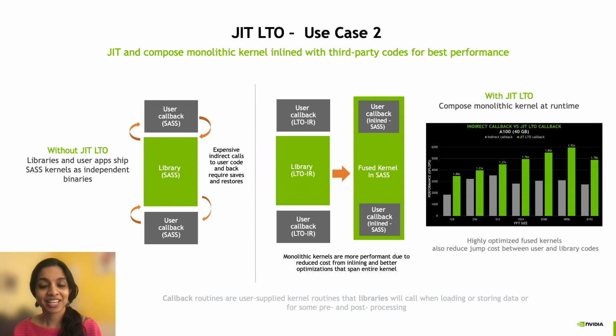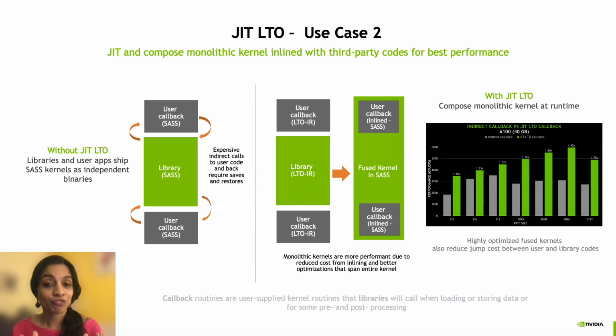Let's consider another case where JIT LTO can be used, in the context of user callback routines. User callback routines are kernels that are supplied by the user but invoked in the context of the libraries themselves. This could be for some kind of pre-processing and post-processing, for example, for loading or storing data back. Without JIT LTO, the user callback routines are SASS kernels, and the libraries have to make indirect calls to invoke them. And that can be an additional and expensive cost, depending on how many user callback routines the libraries end up calling.